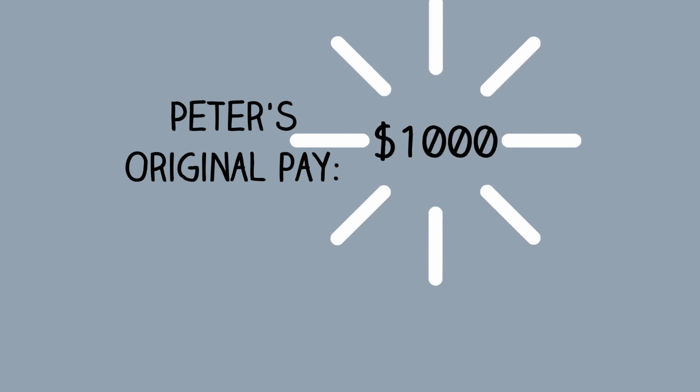Now, let's illustrate Peter's scenario with some numbers to help us see clearly. Let's say Peter's original pay is $1,000. Let's use models to help us visualize how to calculate Peter's pay rise. Here is a rectangular bar representing Peter's original pay. Then Peter gets a pay rise of 5%.